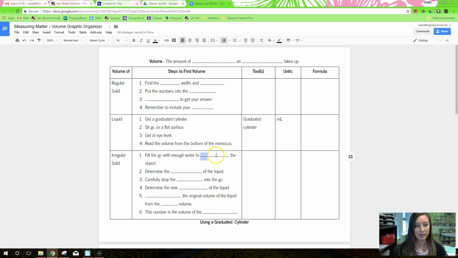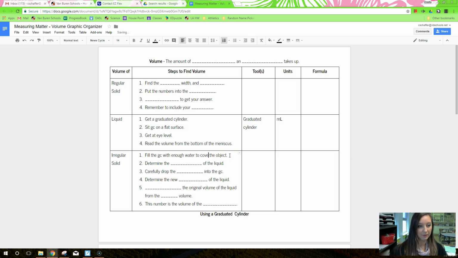to cover the object. So there's not a specific amount. It doesn't really matter what number you start off with. I usually hold my object up here. I'm just going to fill it to like 15 milliliters, which would be enough to cover this object. And this is where you would use your pipette as well to get an exact measurement here.